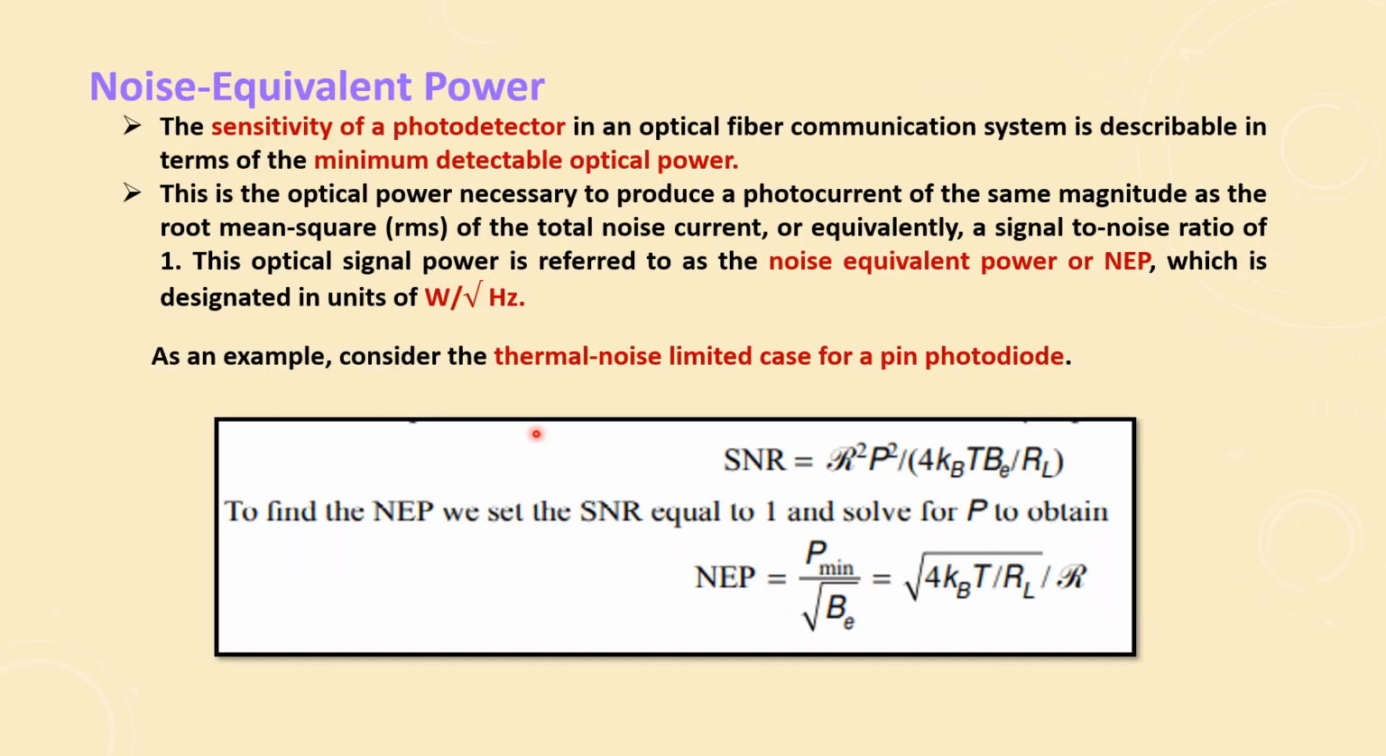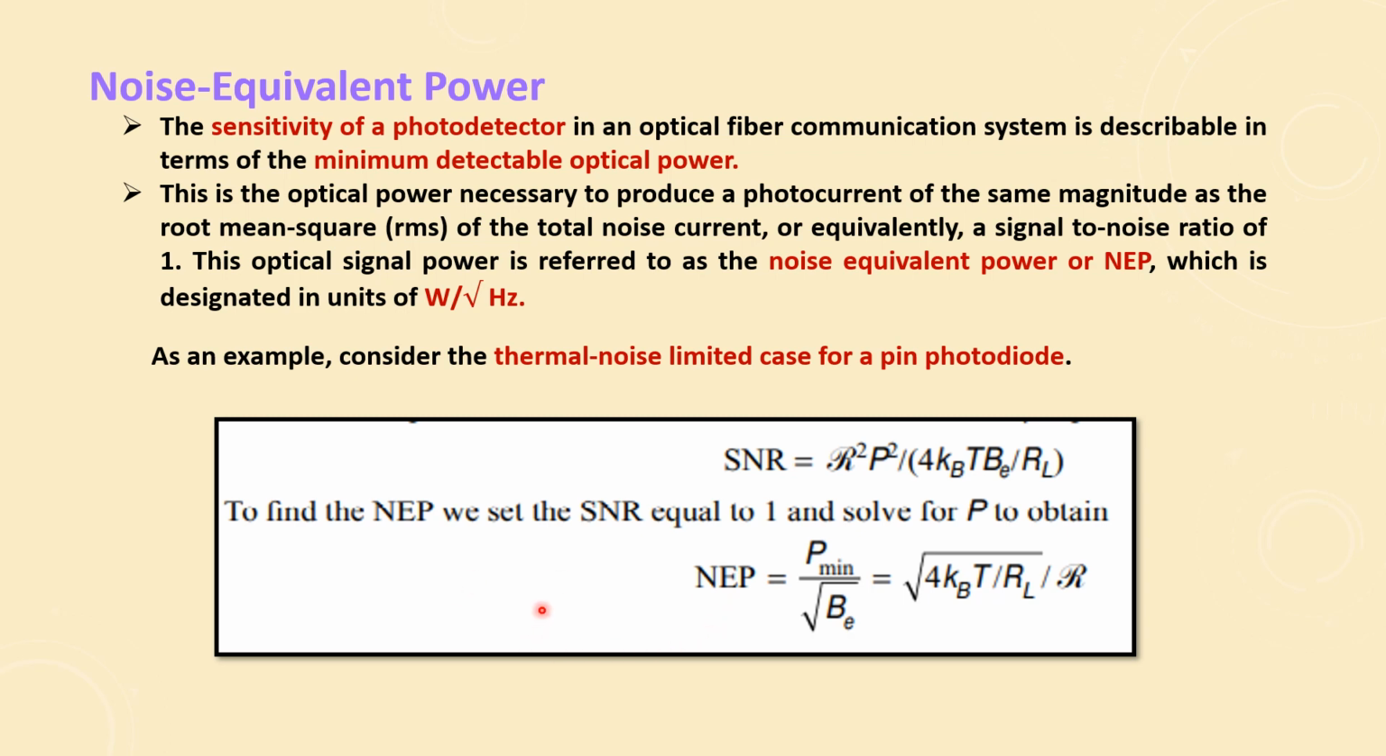Next comes one more important parameter called noise equivalent power. The sensitivity of any photodetector in optical fiber communication is given in terms of the minimum detectable optical power. This is the optical power necessary to produce a photocurrent of the same magnitude as the root mean square value of the total noise current, or equivalently a signal to noise ratio of unity. This optical signal power is referred to as noise equivalent power, or NEP, and it is represented in watts per root hertz.